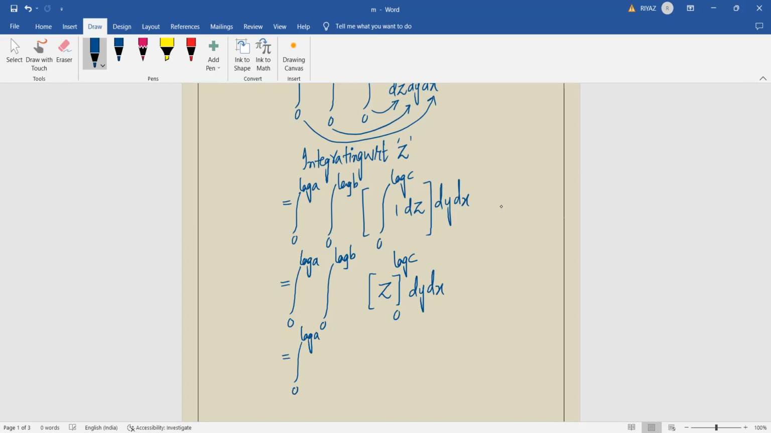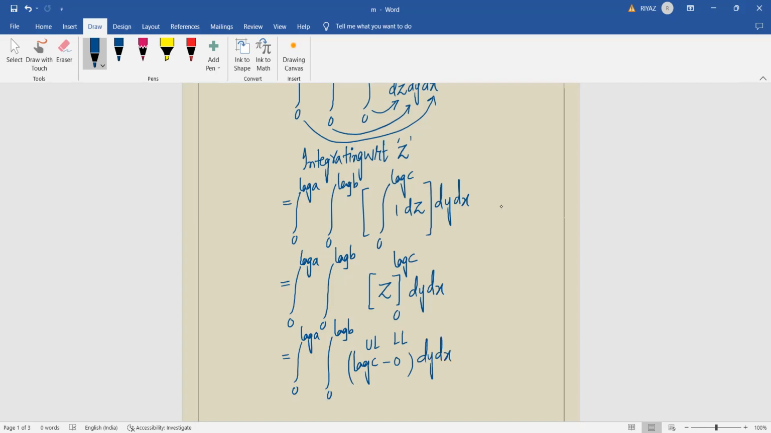This is log a, this is log b. The upper limit is log c here. This is the upper limit minus the lower limit. If you put 0 in place of z, what will be the answer? 0 only. This is dy and then dx.